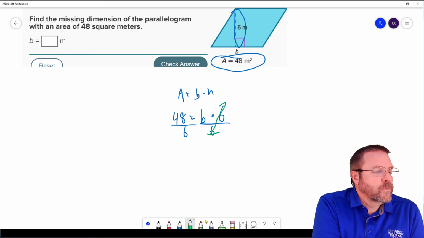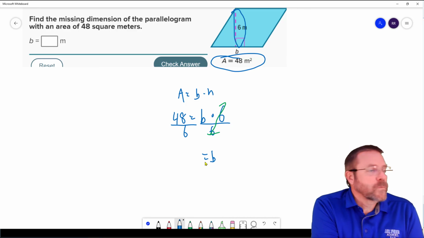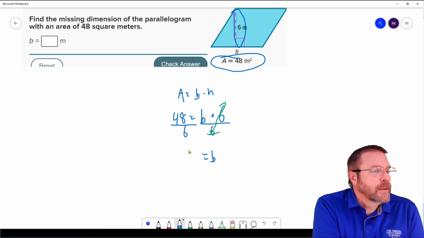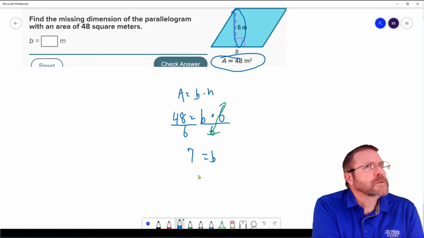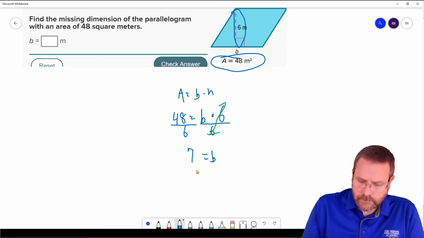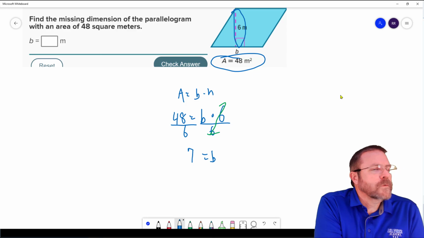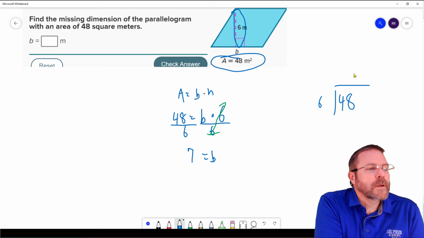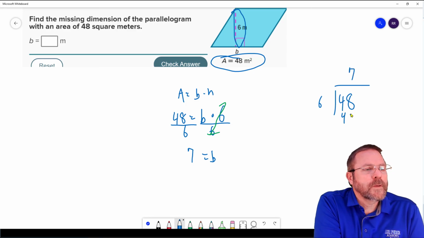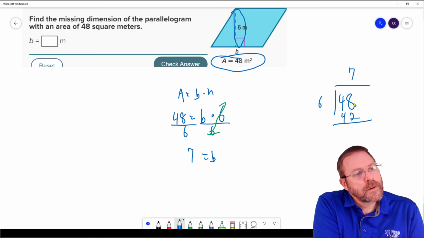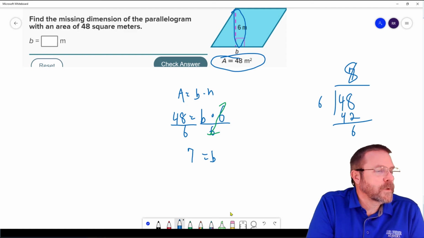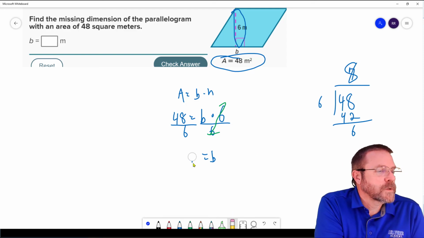6 divided by 6 is 1. 1 times the base is the base. And then 48 divided by 6, well, that is going to end up being 7. Is it? Nope. No, it's not either. Not exactly 7. So let's plug in our answer. 6 goes into 48 how many times? It goes in 7, leaving 42 left over. And then subtract that out. You're going to get 8 minus 2 is 6. Oh, gee, I am just totally losing my times tables today. Final answer is actually going to be 8.